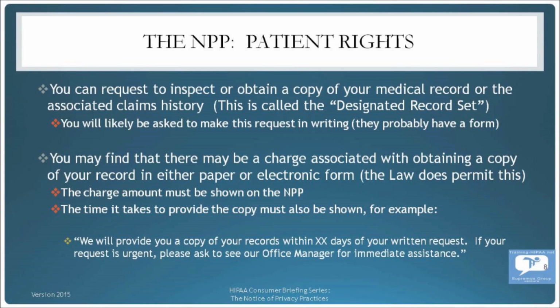First on this list, you can request to inspect or obtain a copy of your medical record and the associated claims history. This is what is called the Designated Record Set, or DRS for short. You will likely be asked to make this request in writing, and they probably have a form for that purpose. You may find that there is a charge associated with obtaining a copy, which you can get in either paper or electronic form, and the law does permit them to charge you for this. But the cost normally must be limited to the cost of the labor and materials involved with making the copy.